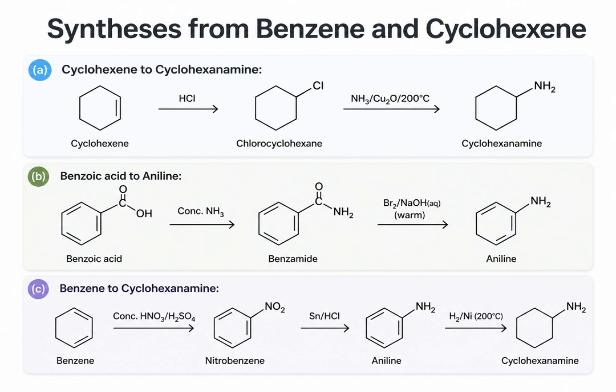use the Hofmann degradation with bromine and base to chop off the carbonyl carbon, leaving the amine attached to the ring. To turn benzene into cyclohexanamine, we first nitrate the benzene, reduce it to aniline, and finally hydrogenate the aromatic ring completely using a nickel catalyst at 200 degrees.